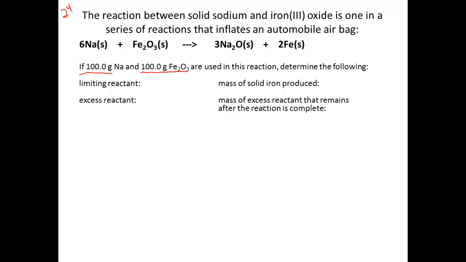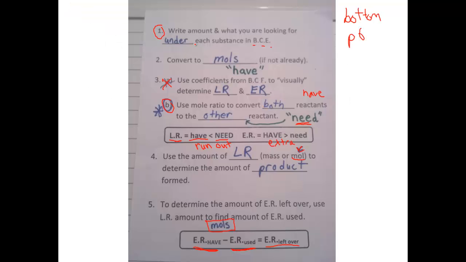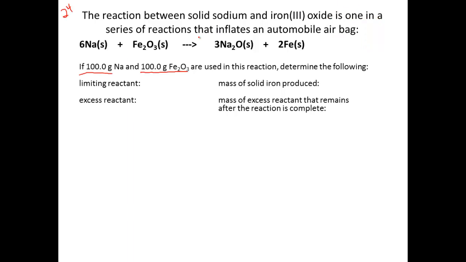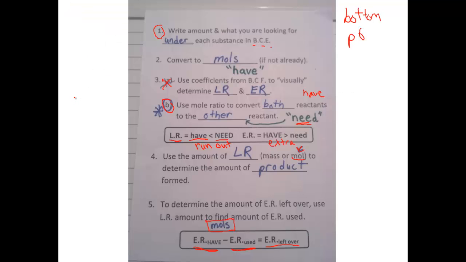So our first step says, number 1, write the amount of what you're looking for under the balanced chemical equation. So we have 100 grams of sodium, 100 grams of iron oxide, and we're asking for how much iron are we going to produce in the end. So one of these two is going to run out first. The one that runs out first is our limiting reactant. The one that is left over afterwards is going to be our excess reactant. So our next step is we're going to convert to moles.